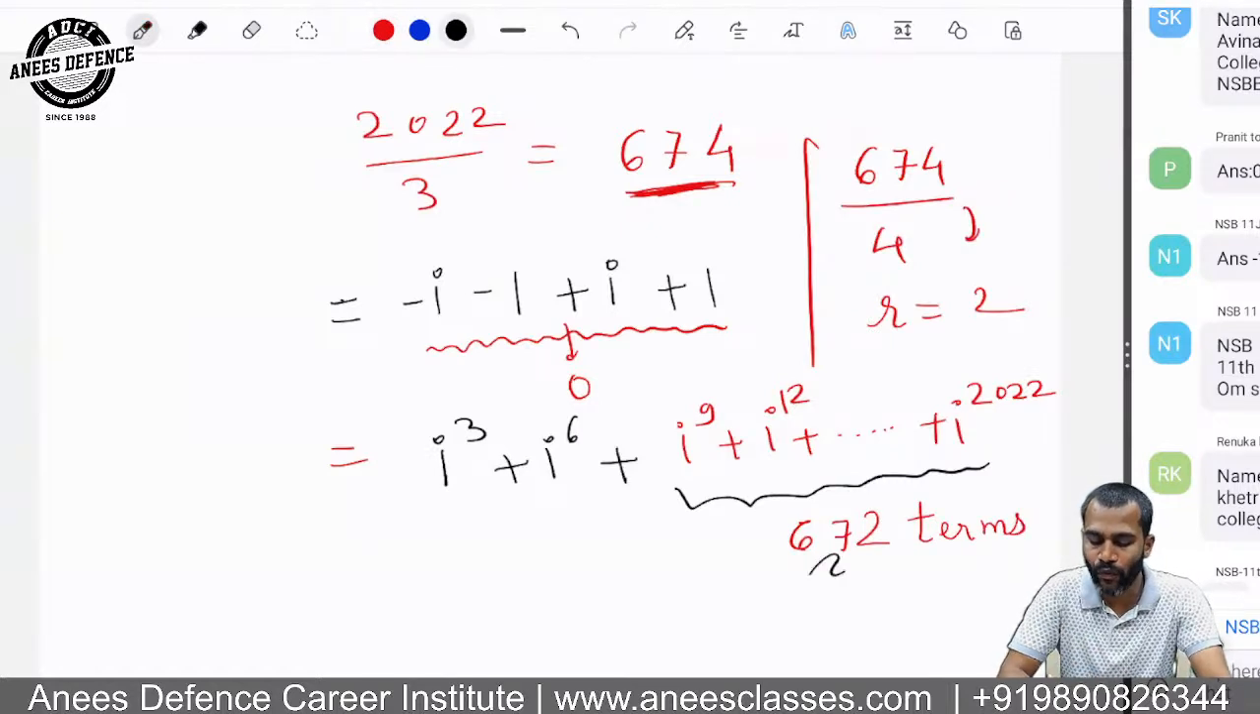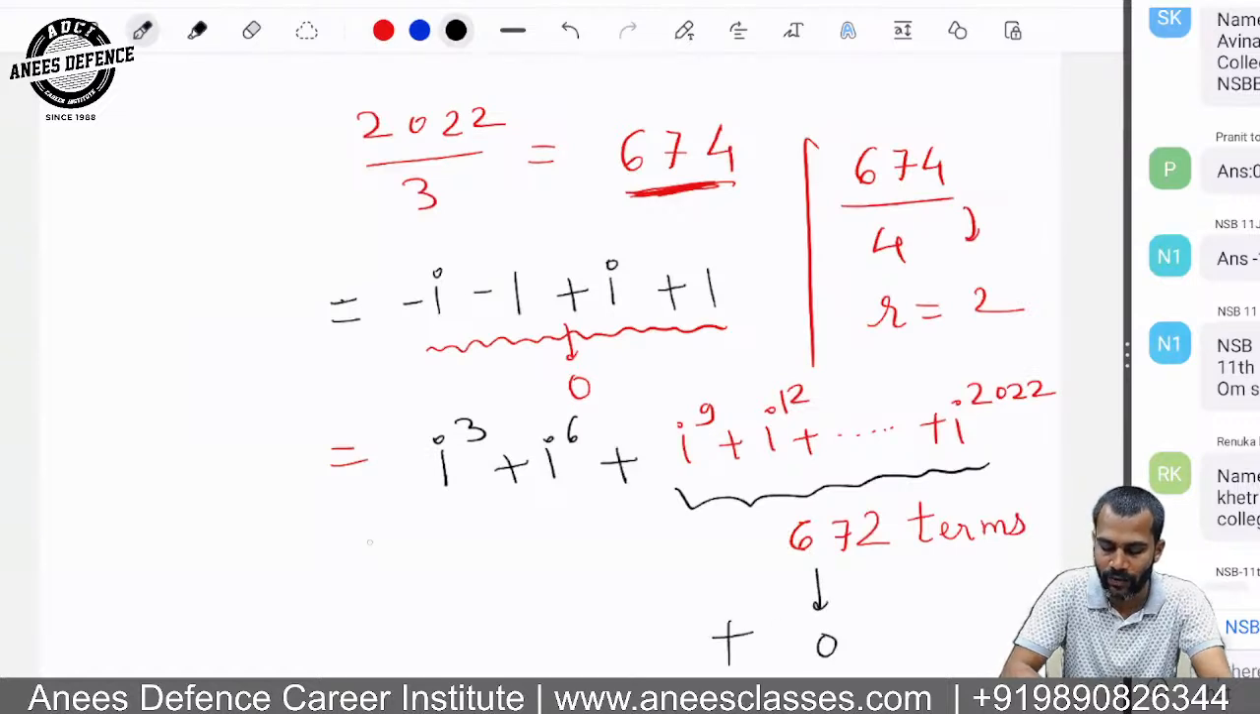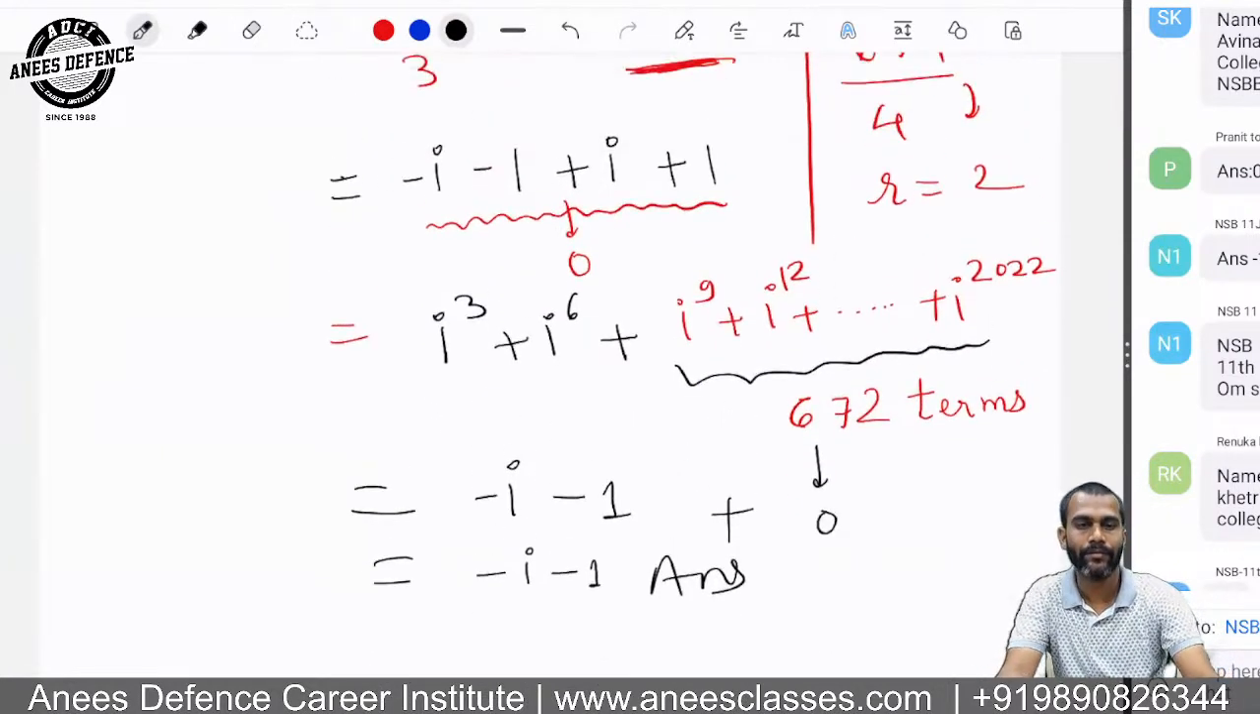This is a multiple of 4, and the sum of every 4 consecutive terms is 0 here, so the sum will be 0. And here we already know iota cube is minus iota, and iota raised to 6 is minus 1. So the final answer would be minus iota minus 1. This is the final answer. How easy it was. I hope it is clear.